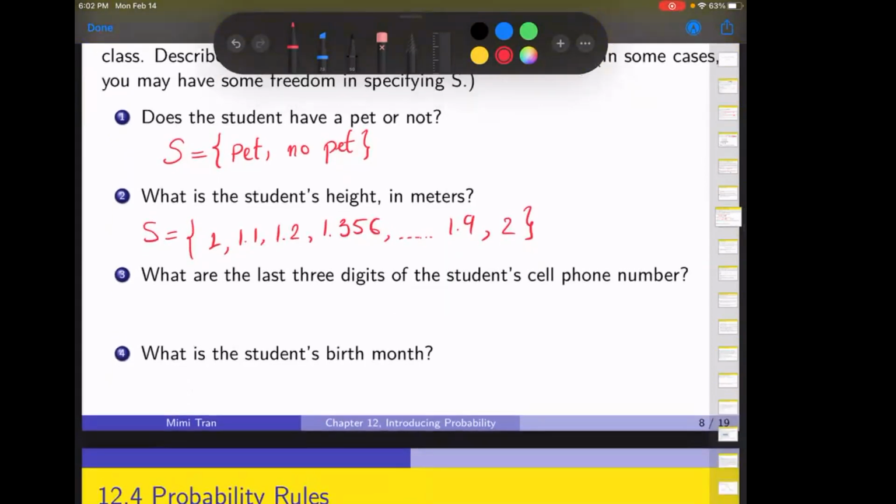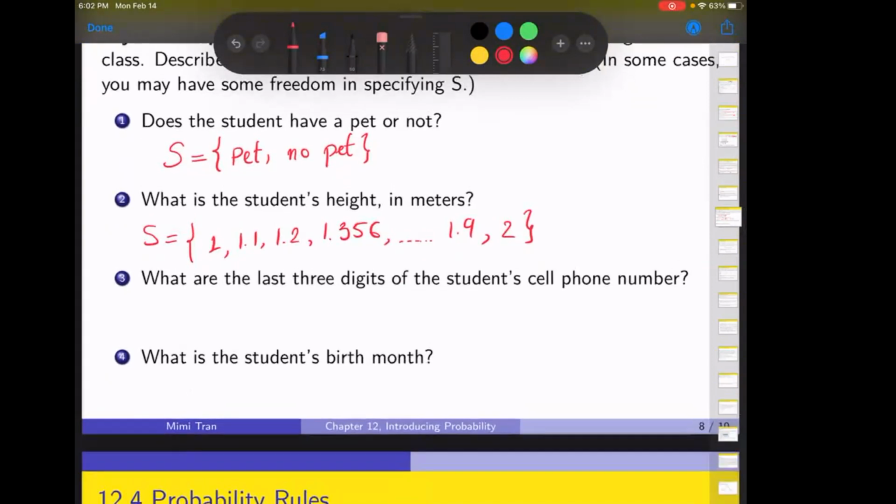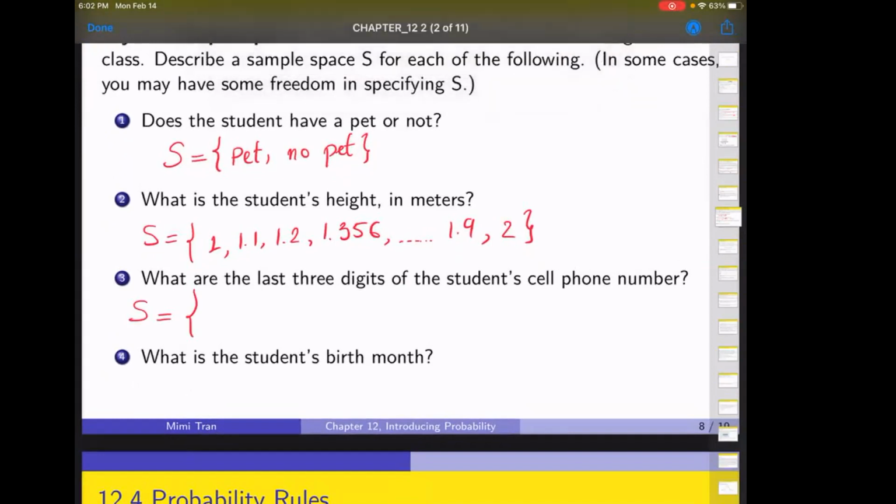What are the last 3 digits of a student's cell phone number? What do you think? Yeah, good. You start at 000, right, and work your way up. 001, 011, 010. Any combination, right? All the way to 111, 222, 213. Any combination all the way to what? Yeah, 999. A lot of combinations.